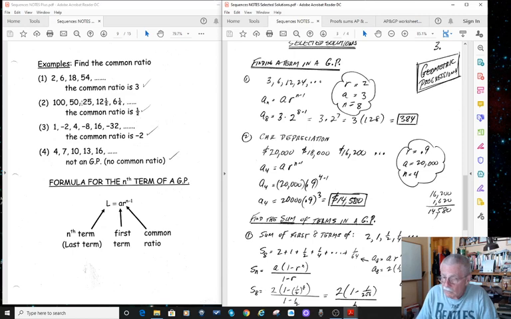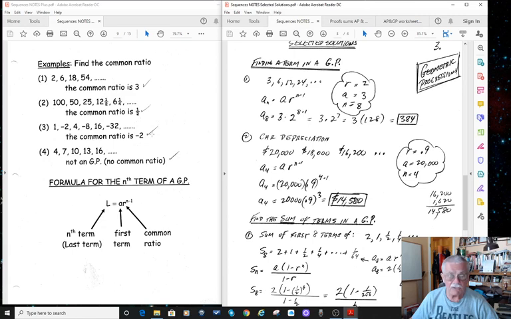Second example, dividing by 2, but the definition is it's what we multiply by, so the common ratio is a half. Half of 100 is 50, half of 50 is 25, half of 25 is 12 and a half, half of 12 and a half is 6 and a quarter. Common ratio is 1/2. Okay, let's do another one. To go from the first term to the next term, multiply by -2, multiply by -2, -2 times -2 is +4, so the signs can alternate. Times -2 is -8, and so forth.